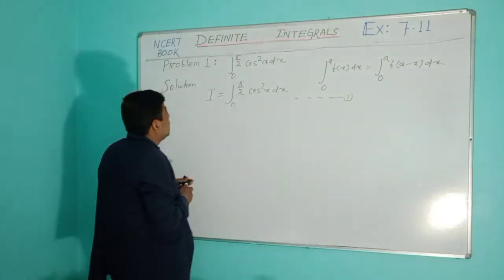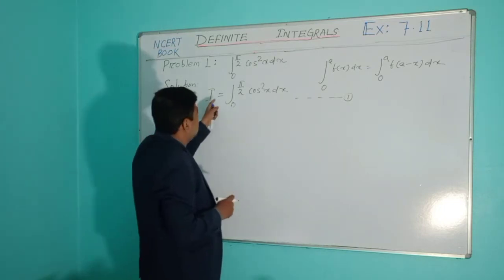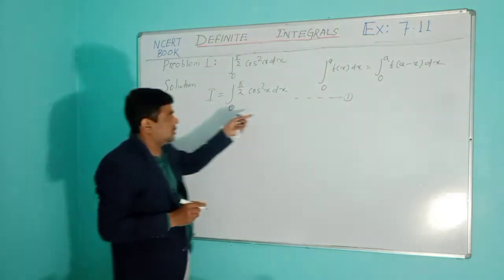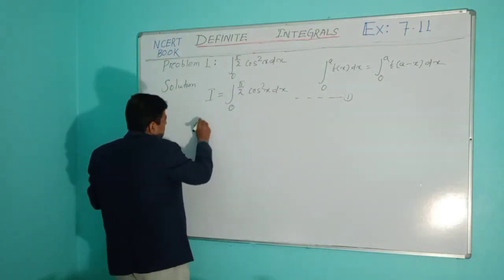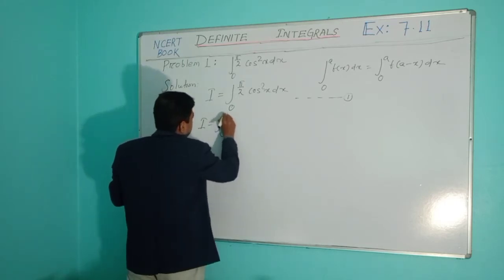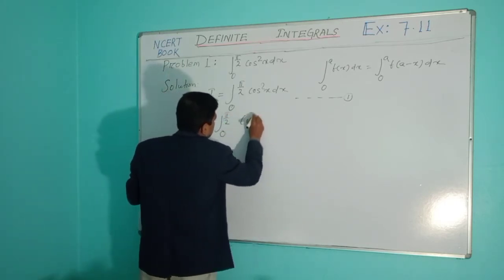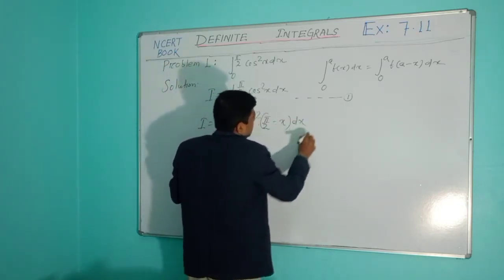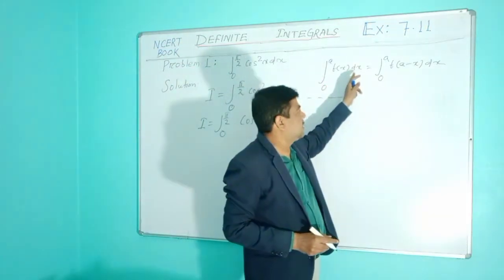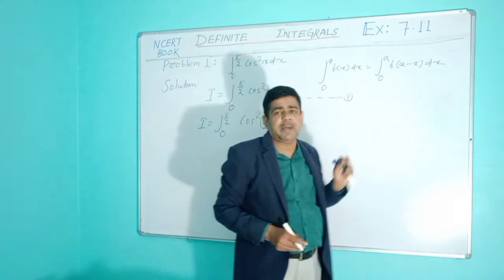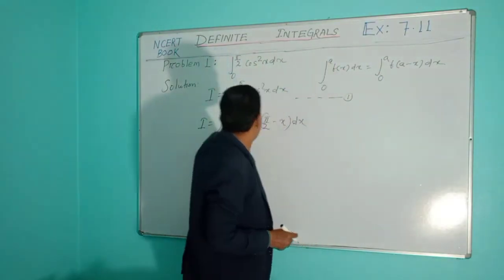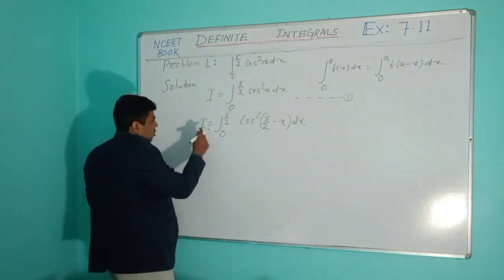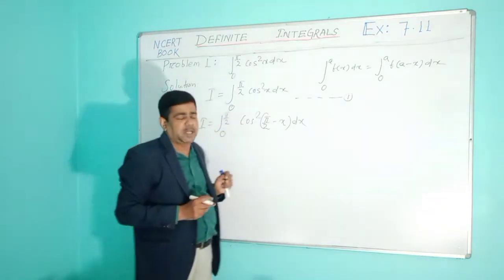Question number 1, let's see. Now we can write I is equal to the integration of 0 to pi by 2 cos square x dx. Let us suppose this is equation number 1. Similarly, I is equal to the integration of 0 to pi by 2 cos square of (pi upon 2 minus x) dx. Using the property, the upper limit is a, and here the upper limit is pi by 2, so in place of a we can write pi by 2.